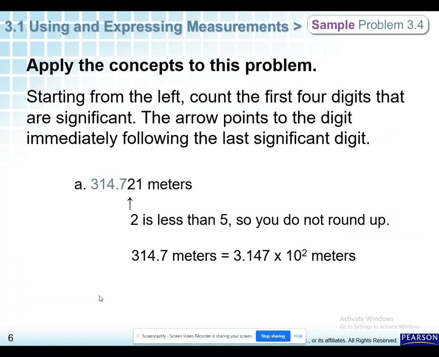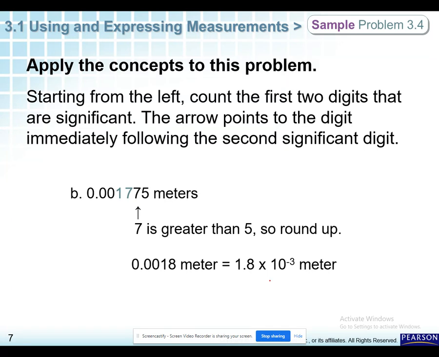So let's actually look through that step by step. Starting from the left, count the first 4 digits that are significant. And the arrow points to the digit immediately after the last one. Since 2 is less than 5, you do not round up. So again, yes, we did get that answer. And then here they just put it in scientific notation. On B, we counted from the left the first two digits that are significant. So we can just bypass those zeros since they're leading and they don't count. The 7 is greater than 5, so we round up. And we did. We got this answer.